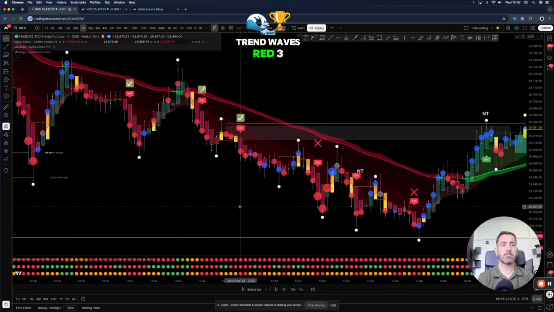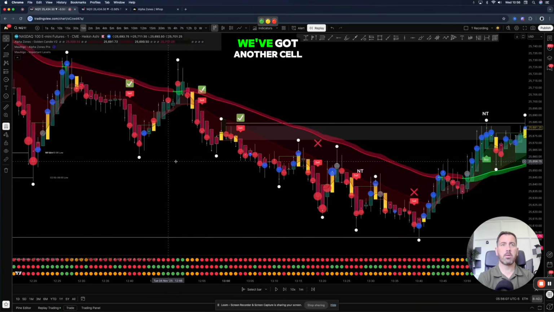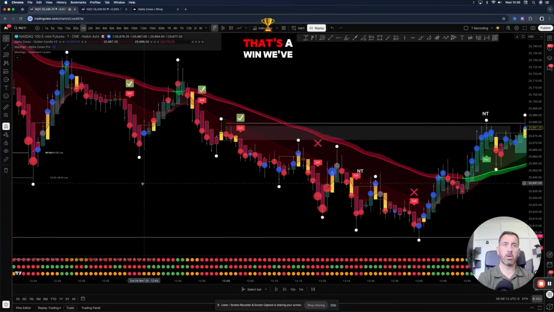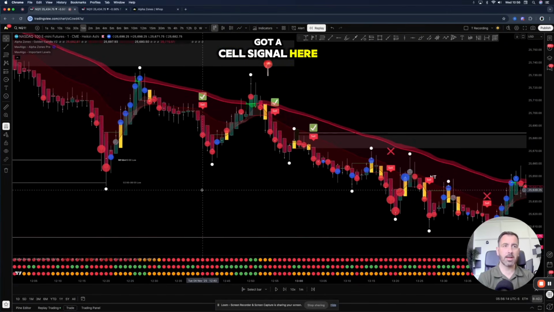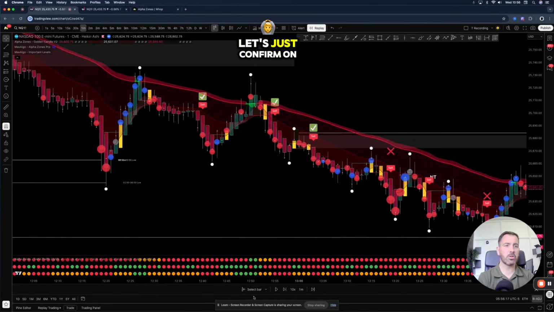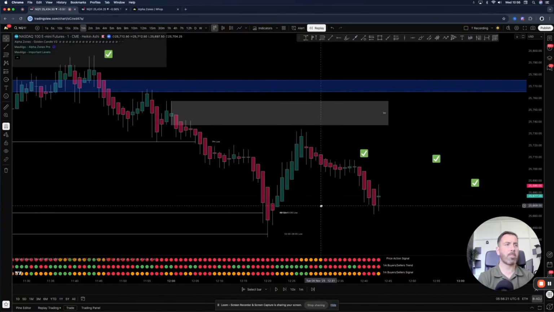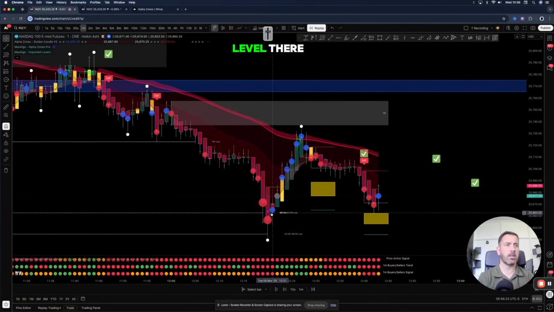Trend wave's red. 3 trend traffic lights. That's a win. We've got another sell signal here. 3 trend traffic lights. Goes on. That's a win. We've got a sell signal here. 3 trend traffic lights. Let's just confirm on this one because it is quite close. And it has taken that level there. So yes, I'd be looking at TP1 on that.